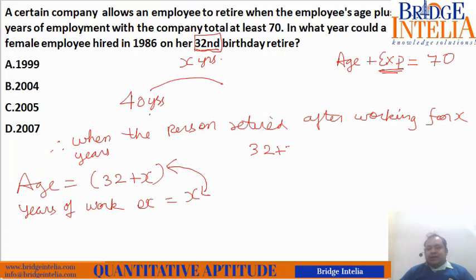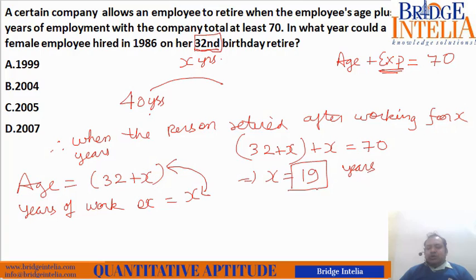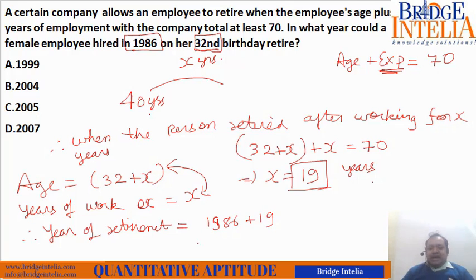So 32 plus X plus X must be equal to 70. If you solve, X comes out to be equal to 19. So it means he worked in the company for a total of 19 years. He joined in the year 1986 and worked for 19 years. So therefore, the year of retirement will be equal to what? 1986 plus 19. So this comes out to be equal to 2005 AD.